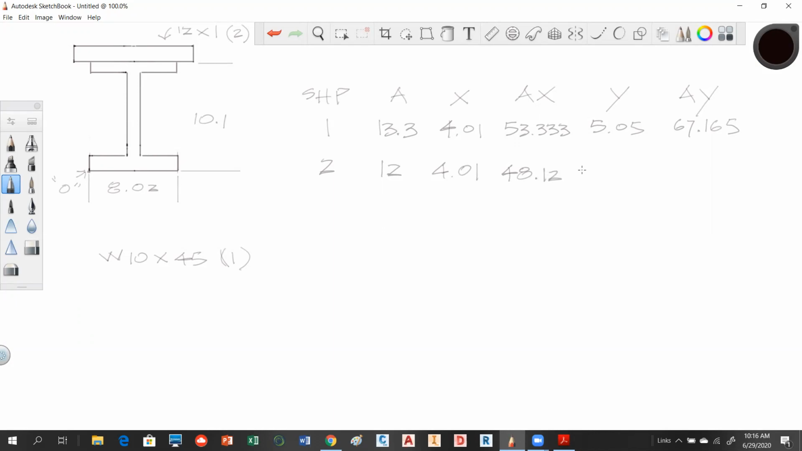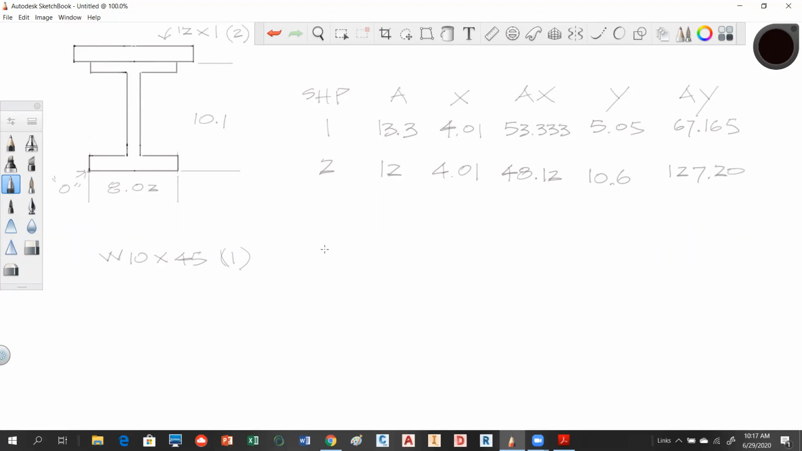48.12. And then the y value. The y is going to be the total distance from the origin. So we're going to go 10.1 up plus the distance to the centroid of that plate. That's half of 1, so that's a half. So we're going to take 10.1 plus a half, which is going to give us 10.6. We're going to multiply that times our area, and that gets us 127.20.